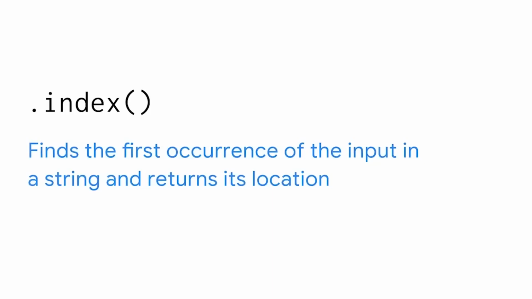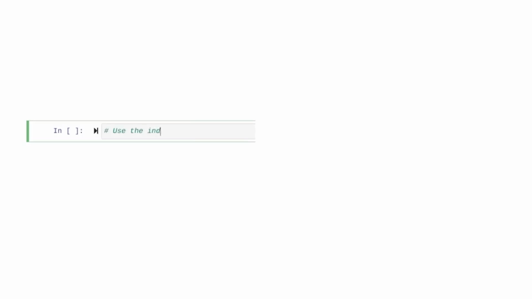Now that we know how to describe the location of a character in a string, let's learn how to search in a string. To do this, we need to use the index method. The index method finds the first occurrence of the input in a string and returns its location. Let's practice using the index method in Python. Let's say we want to use the index method to find the character E in the string hello. We'll locate the first instance of the character E.